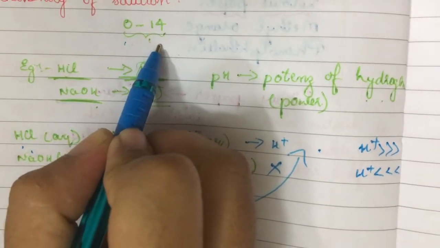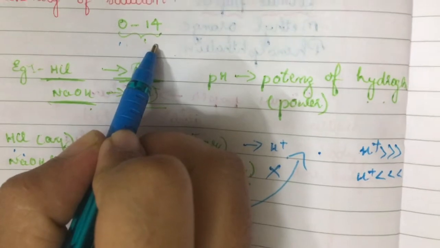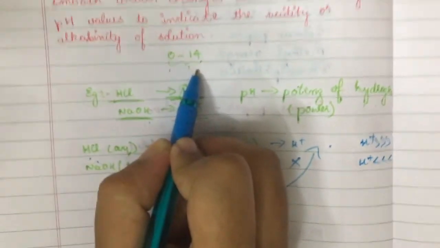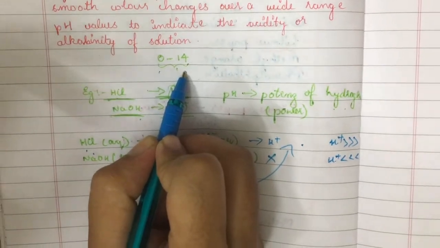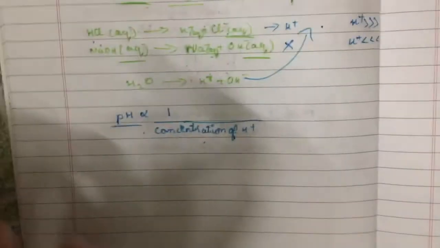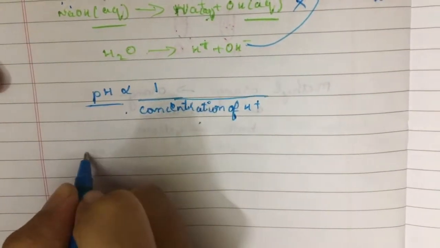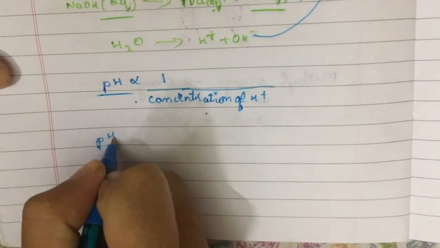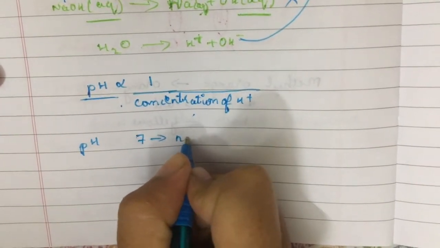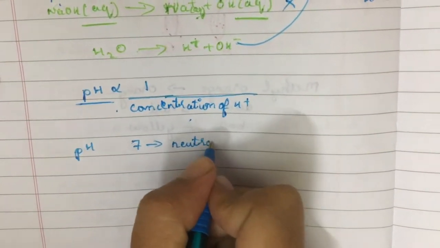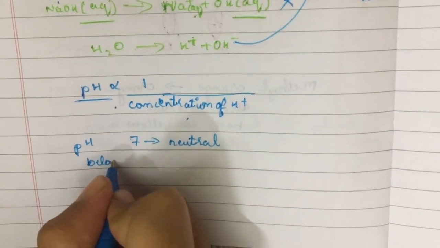Now we can look at what is the range of acid, what is the range of weak acid, strong acid, weak base as well as the strong base, and what is the range of water. So if the pH value is 7, then it is neutral. The solution will be neutral.